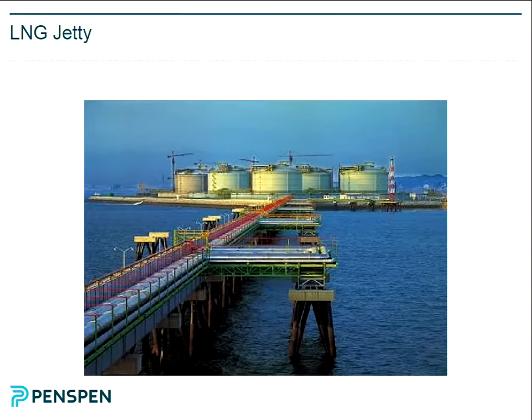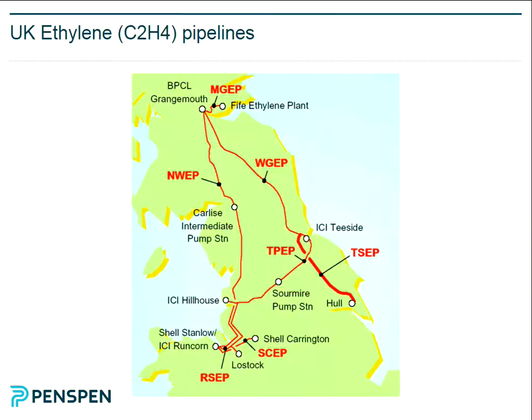We talked about the ethylene pipelines. This is the UK ethylene pipeline network. It's lots of four-letter abbreviations. That's Northwest Ethylene Pipeline, Teesside to Saltend Ethylene Pipeline. Not sure what RCEP is. So it's transporting basically ethylene around from refineries to manufacturing plants.